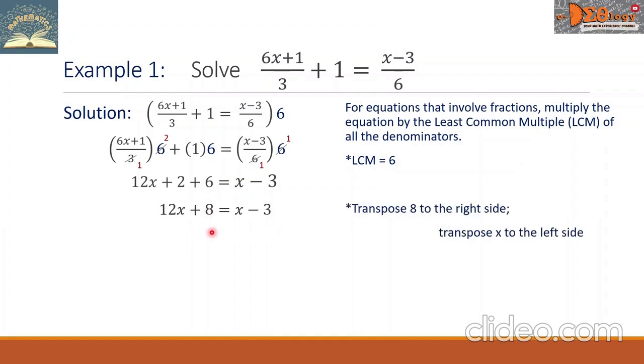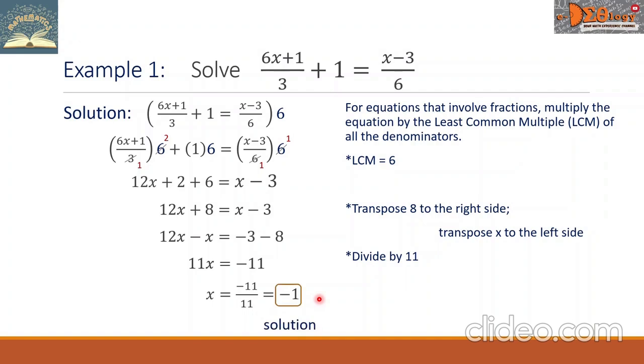From here, let us transpose this 8 to the right side. It becomes negative later. And we transpose this x to the left. So we have now 12x minus x equals negative 3 minus 8. Simplifying both sides, the left side becomes 11x equals negative 11. To find the value of x, we divide the equation by the coefficient of x, which is 11. So it becomes x equals negative 11 over 11, or simply, this is negative 1.